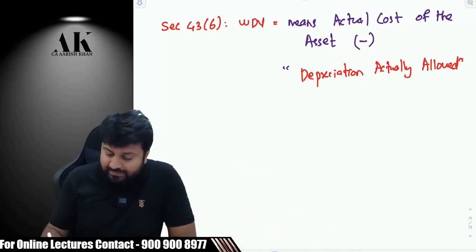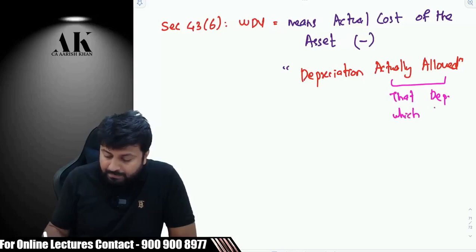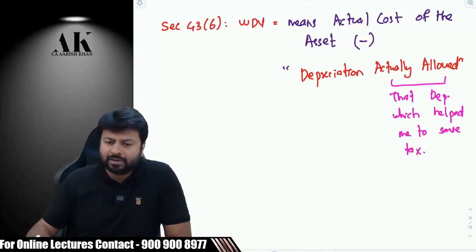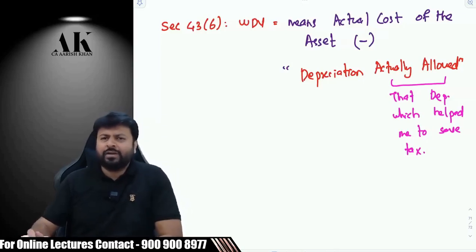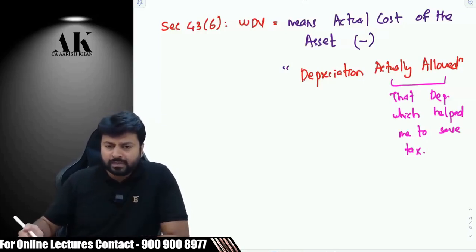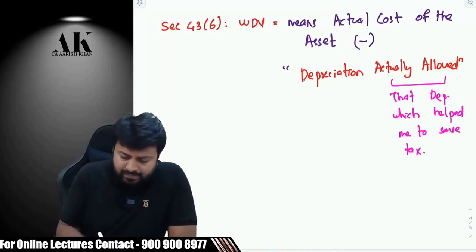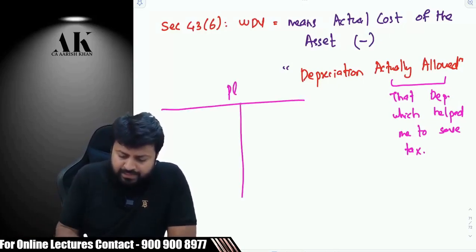Actually allowed means that depreciation which helped me to save tax. Any depreciation that helps me to save tax can be called actually allowed. What exactly do we do for depreciation under the income tax law? We do one simple exercise. This is your P&L account, right? This P&L is as per accounts.